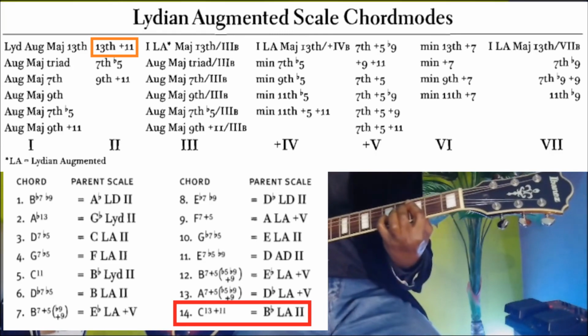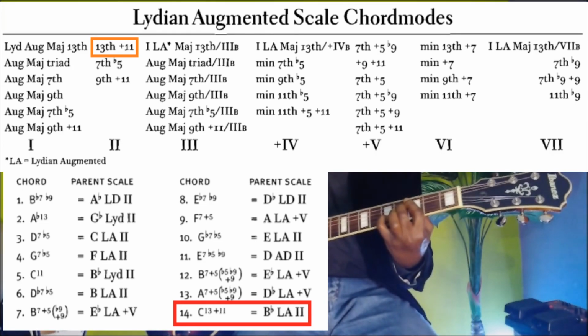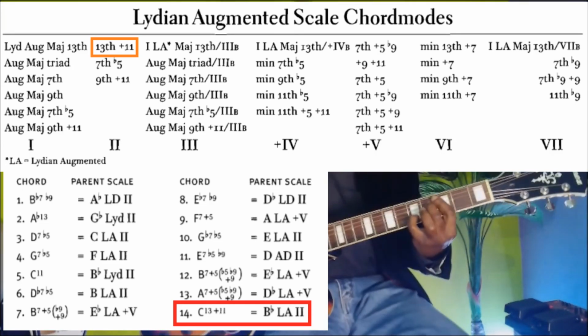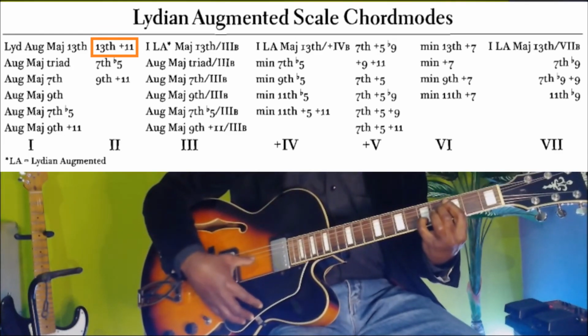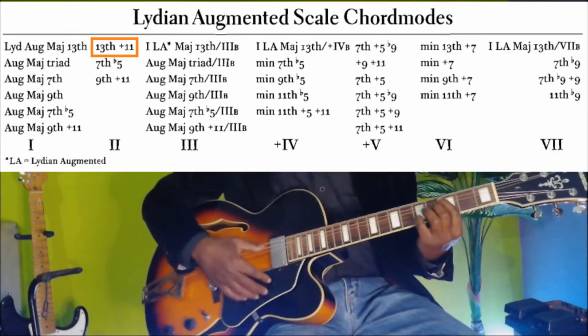This is the 2 chord of the augmented, because that's the first time the flat 5 appears on the second beat.